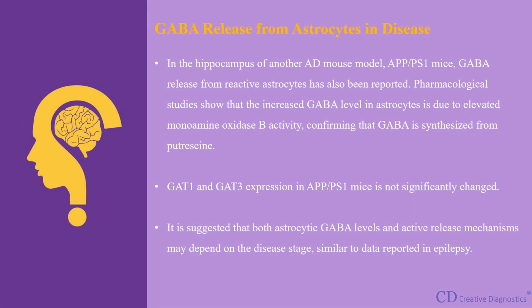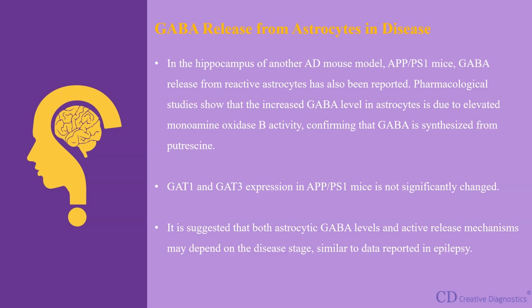In the hippocampus of another AD mouse model, APP/PS1 mice, GABA release from reactive astrocytes has also been reported. Pharmacological studies show that the increased GABA level in astrocytes is due to elevated monoamine oxidase B activity, confirming that GABA is synthesized from putrescine. Additionally, GAT1 and GAT3 expression in APP/PS1 mice is not significantly changed. It has been demonstrated that reactive astrocytes release GABA via BEST1 channels.